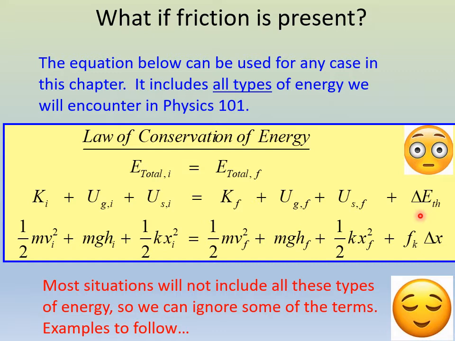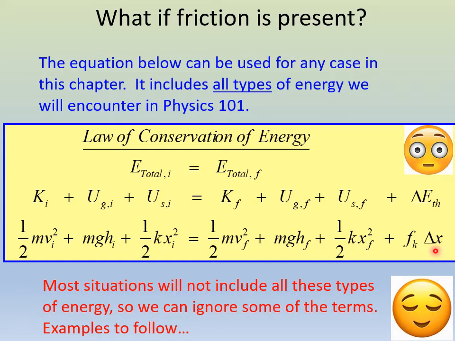So remember, the change in thermal energy is equal to the work done by friction. Right? We talked about this in one of the earlier parts of this lecture. So we have the kinetic friction force, F sub k, times the distance that friction works over. That's the displacement delta x.